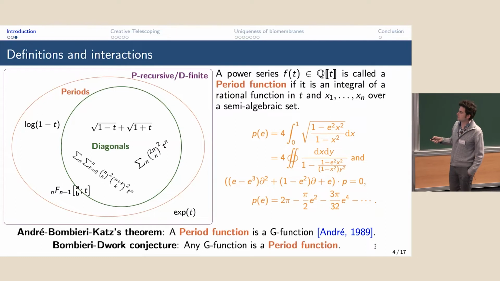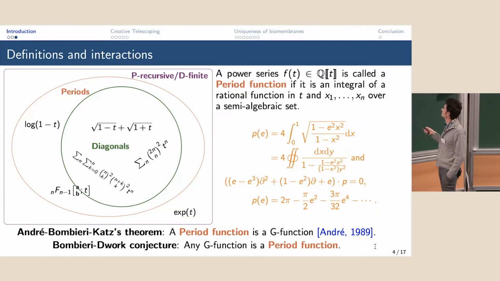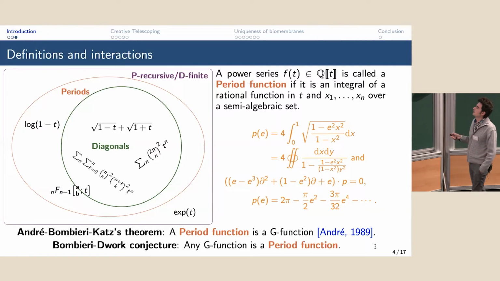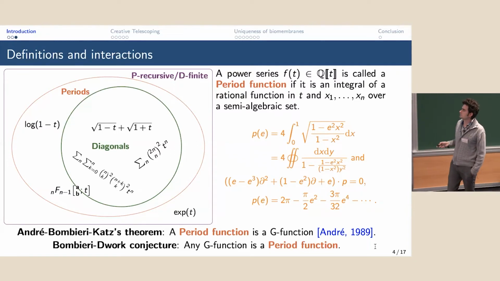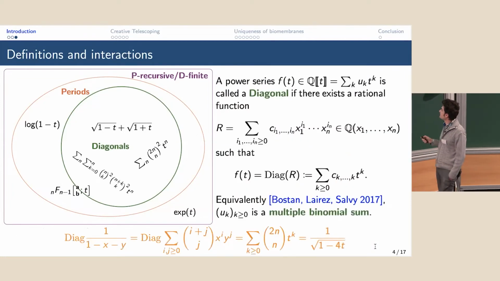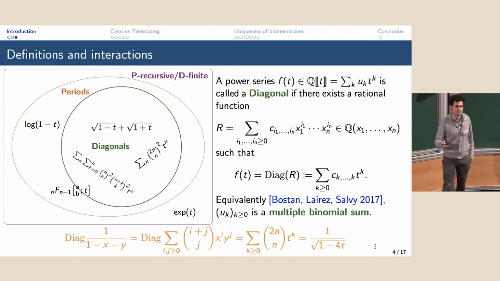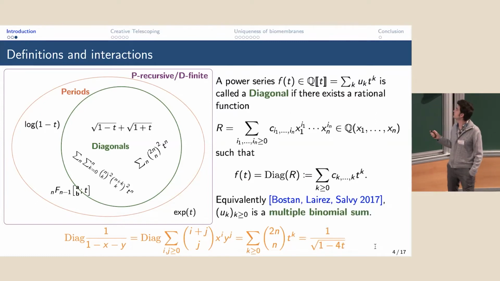And actually the famous Bombieri-Dwork conjecture says that the opposite is also true, that g functions are exactly period functions. And also in my talk, diagonals will play a role, and those are special period functions, as we will see now. So a diagonal can be defined very elementarily and explicitly, namely by the following.